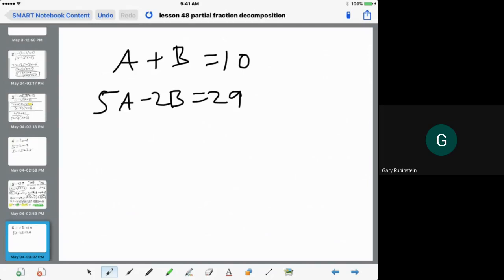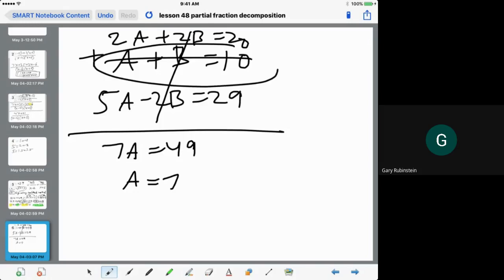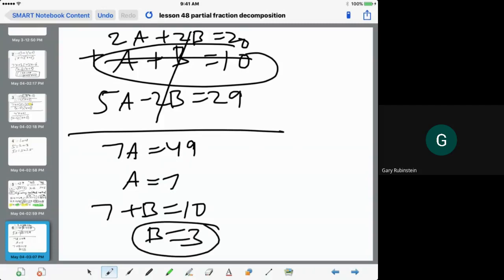And now the system of equations, I like to multiply both sides of this top equation by 2. Add the two equations together to eliminate the two B's. 7A equals 49. A equals 7. Come back to the A plus B equals 10. 7 plus B equals 10. B equals 3.